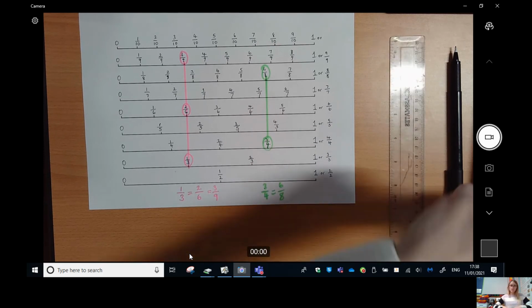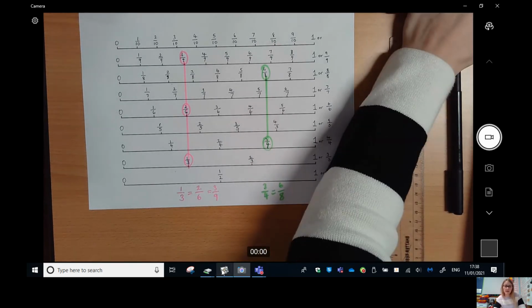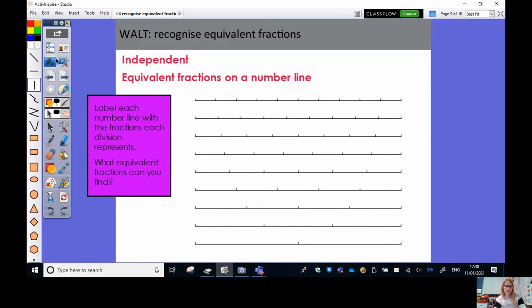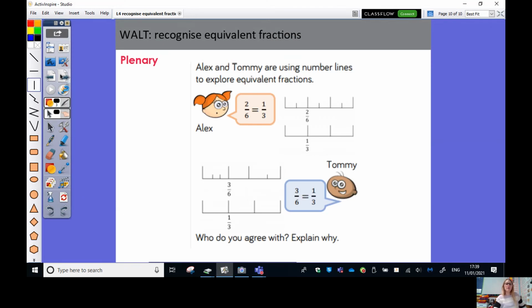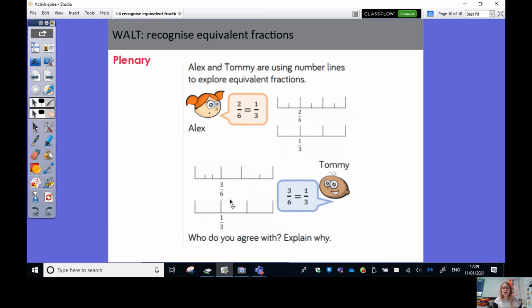Okay, let's just go through one more question together just to make sure that that is clear. So, completely new question on your board. Alex and Tommy are using number lines to explore equivalent fractions. So Alex says 2/6 is equal to 1/3. So she's drawn her bars there, her number lines. I'm not going to talk through those because you're going to have a look at them. And then Tommy says 3/6 is equal to 1/3.